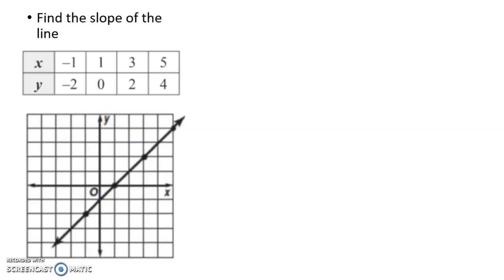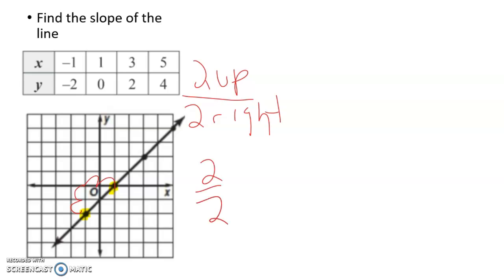On this one, you can do it from the graph or the table. I'm going to do it from the graph first. I'm going to look at this dot and this dot. I can choose any of the dots. I am going 2 up, 2 right, which is 2/2, which is simplified to 1. So my slope is 1.